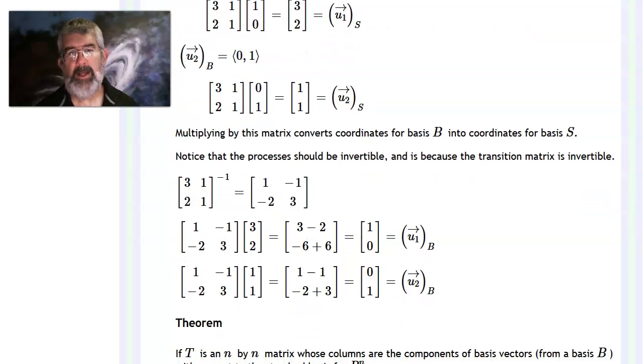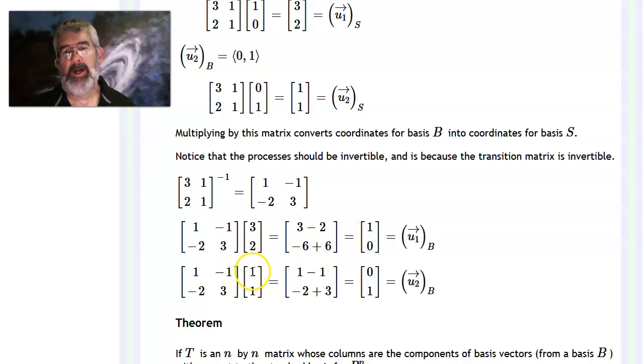Okay, so let's try it. Here's the vector 1, 3, 2. That's standard basis. That's our U1, right, with respect to the standard basis. If I multiply it by this matrix, I get 3 minus 2, which is 1, and I get minus 6 plus 6, which is 0, which is 1, 0, which happens to be U1 written with respect to basis B. So this was with respect to basis S. This was with respect to basis B. It converted S to B.